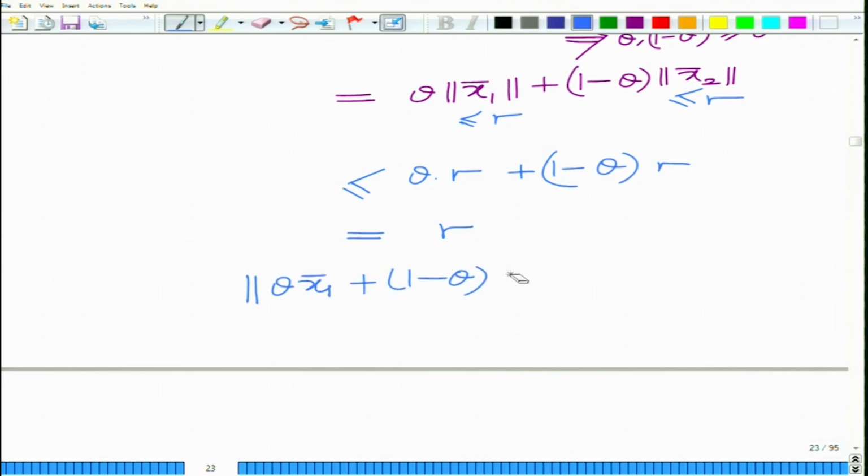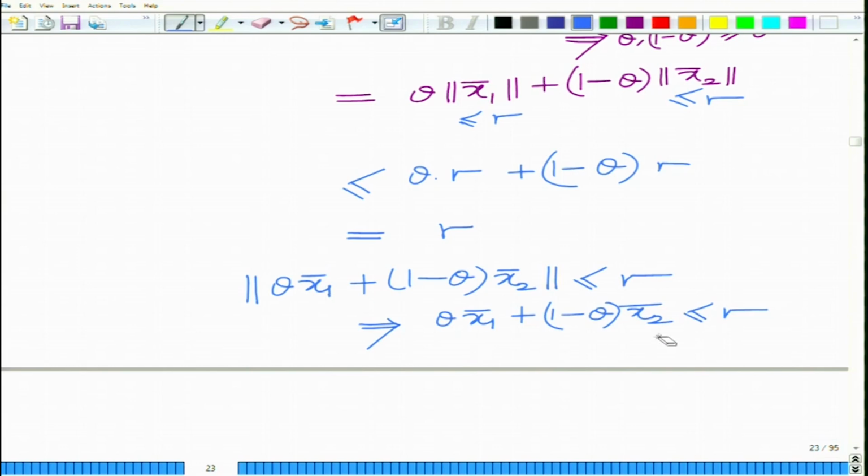So that implies the norm of theta times x1 bar plus 1 minus theta times x2 bar is less than or equal to r, which implies that theta times x1 bar plus 1 minus theta times x2 bar essentially belongs to the set B, which implies B is convex. Okay, that completes the proof.